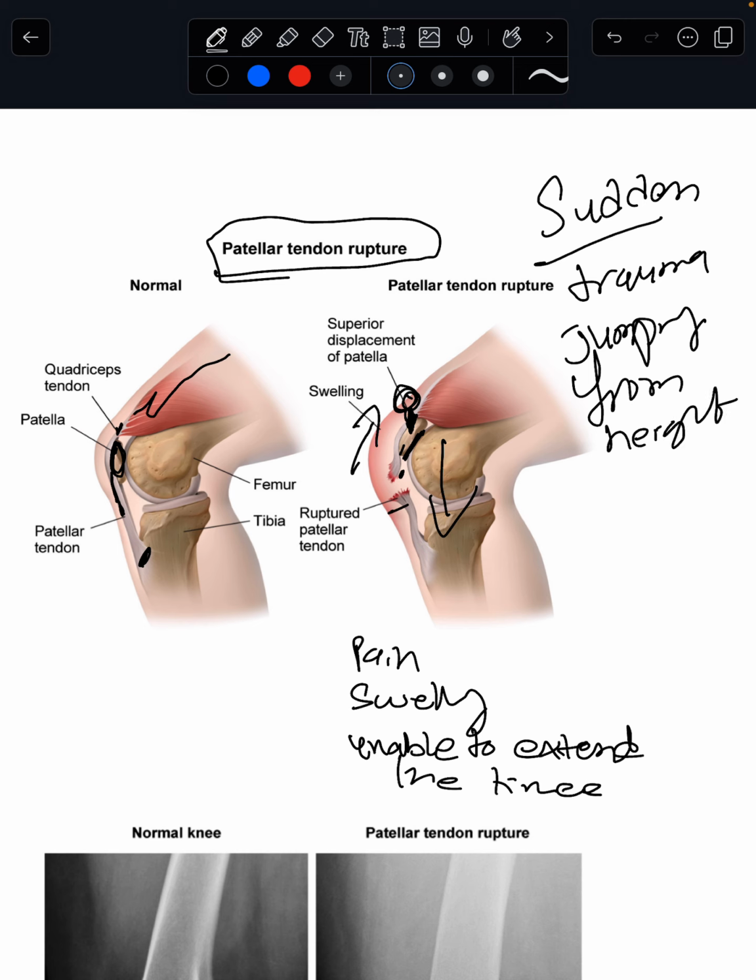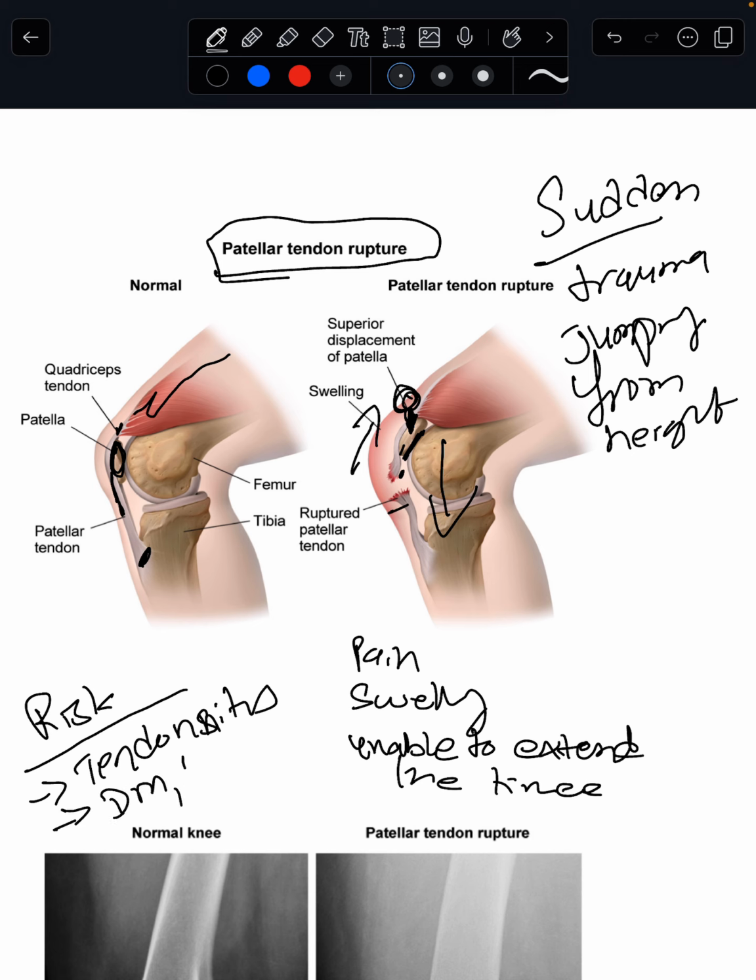So what are the risk factors? Risks like tendinitis, when the patellar tendon is initially inflamed, or it may be due to diabetes mellitus, steroid use, or CKD or kidney failure.